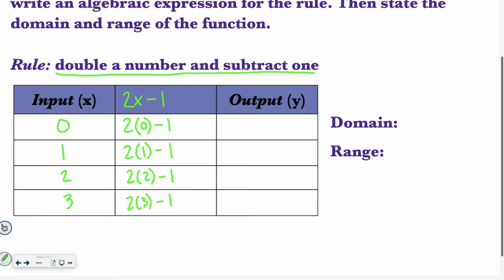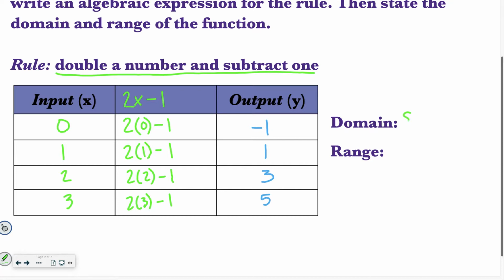Then in order to figure out the output, I figure out what number that becomes. So if I look at this first row here, 2 times 0 is 0, and then 0 minus 1 is negative 1. Then I move to my next row. 2 times 1 is 2. 2 minus 1 is 1. 2 times 2 is 4. 4 minus 1 is 3. And then our last one, 2 times 3 is 6. 6 minus 1 is 5. So that is everything I need to do for the table.